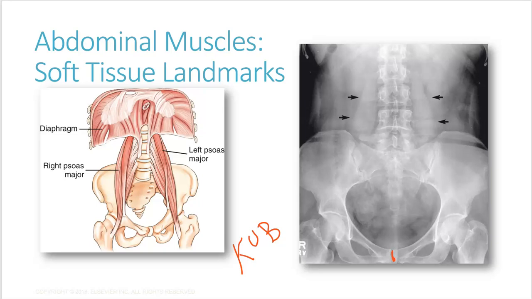Anyway, we always need to get that on a KUB, and also what we want to see, and this is what tells us if technique is good, and it's also just part of an abdominal x-ray that we see, is this muscle here, which is the psoas major, or we just call it psoas muscle. And the arrows are pointing to it, but I'm going to highlight it anyway. I'm not great with the mouse, but there you go.